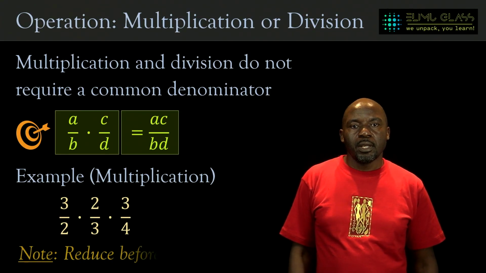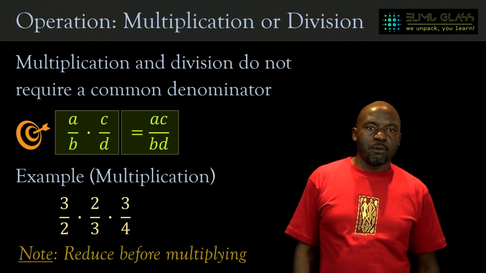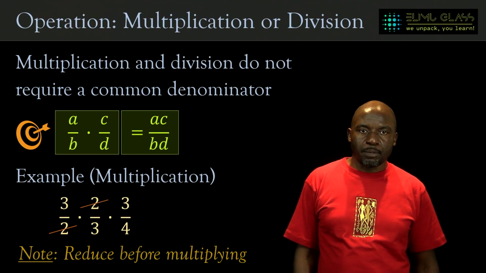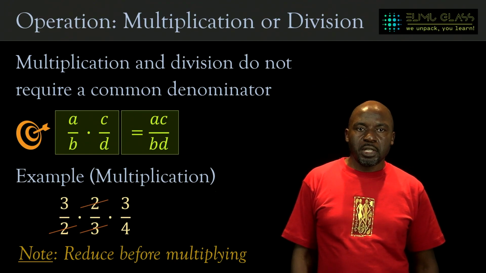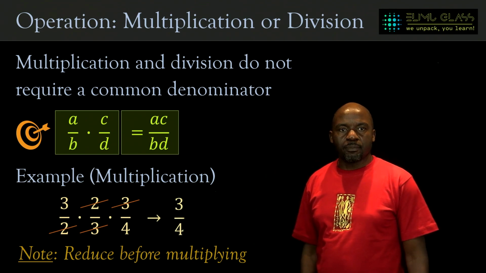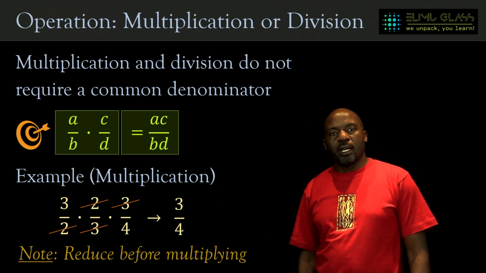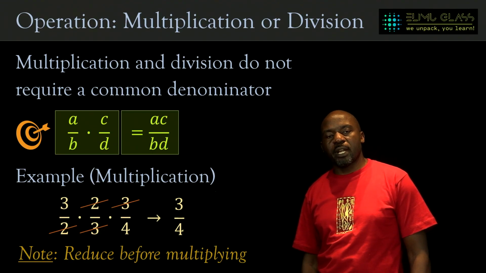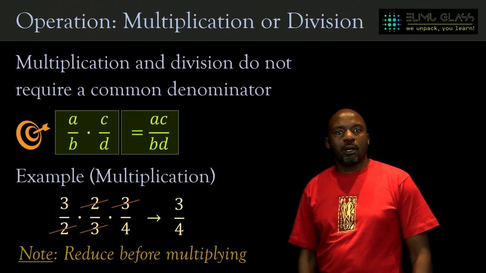Okay, reduce before multiplying. So the 2 goes with that 2, that disappears as 1, and the 3 also disappears with the 3 there, and so I'm left with 3 over 4 as my answer, or as the product of those 3 fractions. So it is pretty straightforward multiplying fractions.